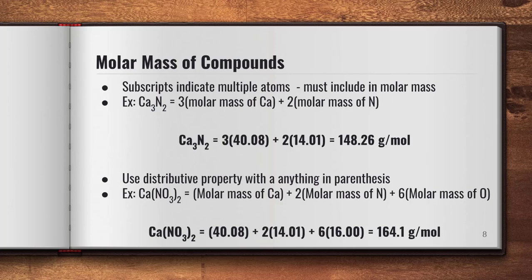Does that make sense? So we have 3 calcium atoms, so we need to take the molar mass of calcium 3 times. Same thing with nitrogen, since it happens twice. We add all of those together, and we get 148.26 grams per mole.